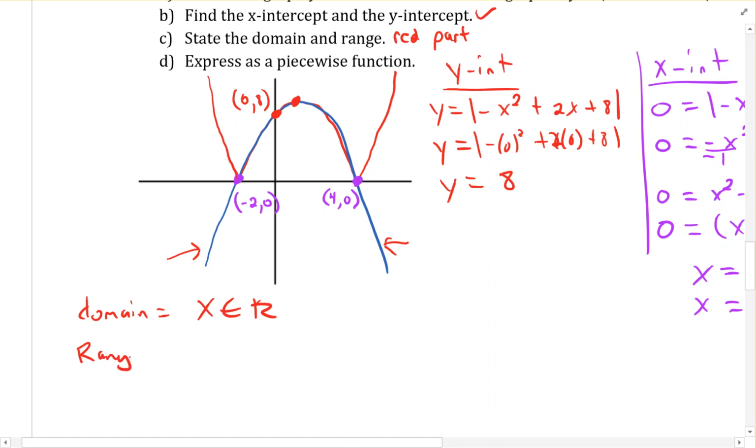Our range is going to be easy as well. Like all of these, it's an absolute function, so it needs to be above the x-axis. So y needs to be greater than or equal to 0. It can be 0. The absolute value of 0 is still 0, so it can be 0.